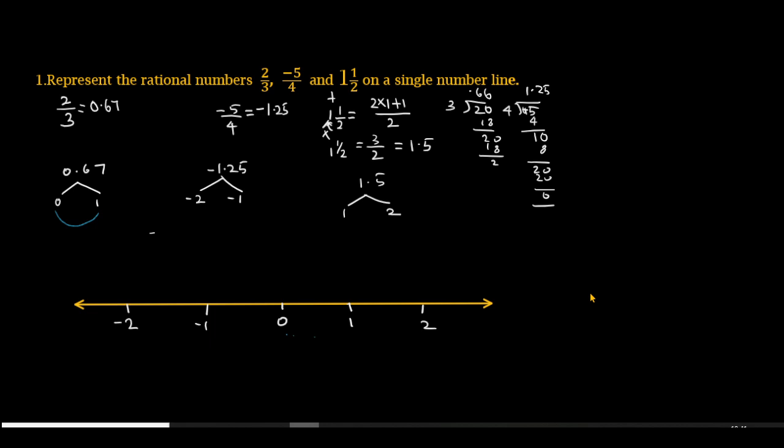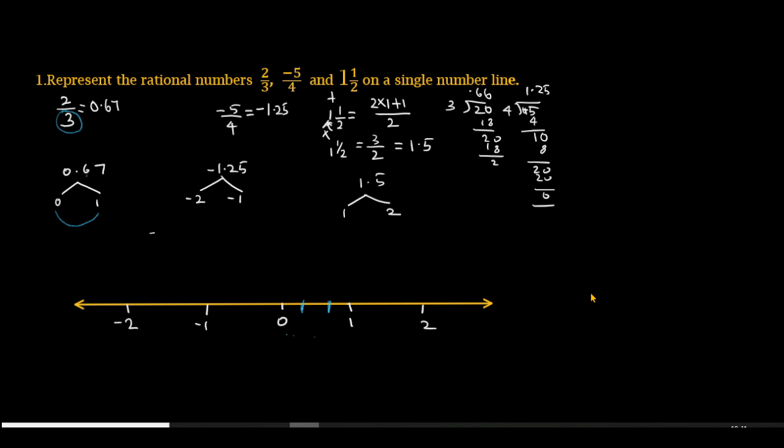Now you have to divide the part. Look at the denominator for this number. 3 is the denominator. So 0 to 1 should be divided into 3 parts. So we need 2 lines. This is one part, this is another part, so 1, 2, 3 parts.